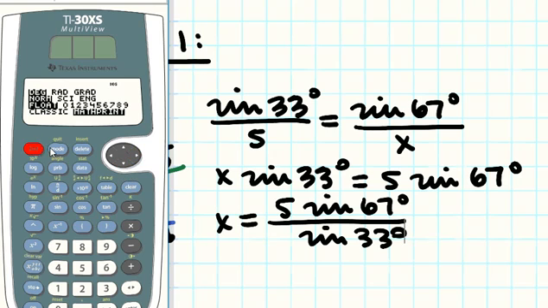So we're going to set up a fraction bar. We're going to do 5 times the sine of 67 degrees, divided by the sine of 33 degrees. And we'll get 8.451.